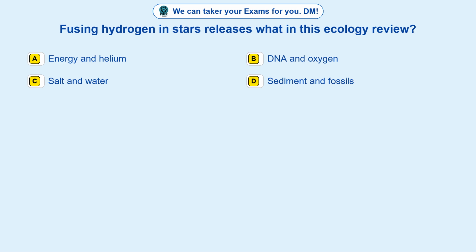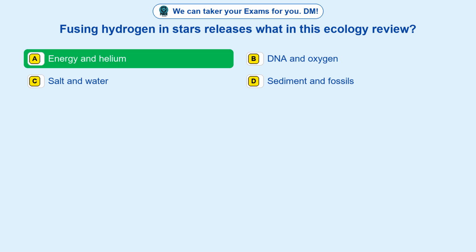Question 93. Fusing hydrogen in stars releases what in this ecology review? Option A, energy and helium. Option B, DNA and oxygen. Option C, salt and water. Option D, sediment and fossils. The correct answer is option A.